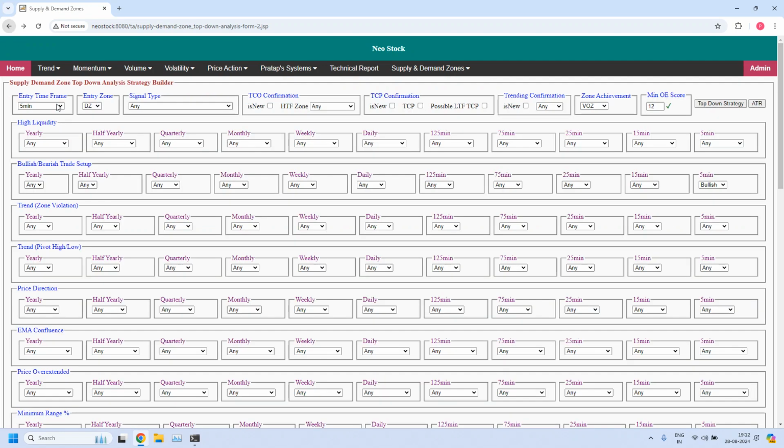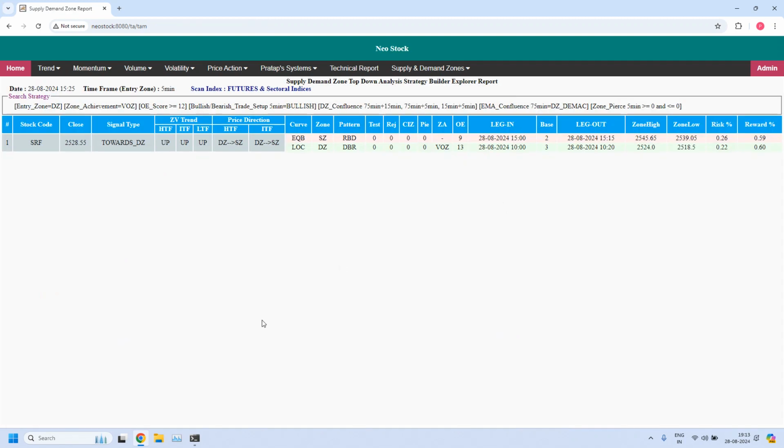Let's verify EMA confluence. In the 75 minutes time frame, 75 minutes demand zones are having daily EMA confluence. Good. One stock, SRF, is filtered. So SRF demand zone is having daily EMA confluence. It is also having LTF, ITF, HTF confluence, and it is also supporting bullish trade setup for hourly income trade. High probability setup.